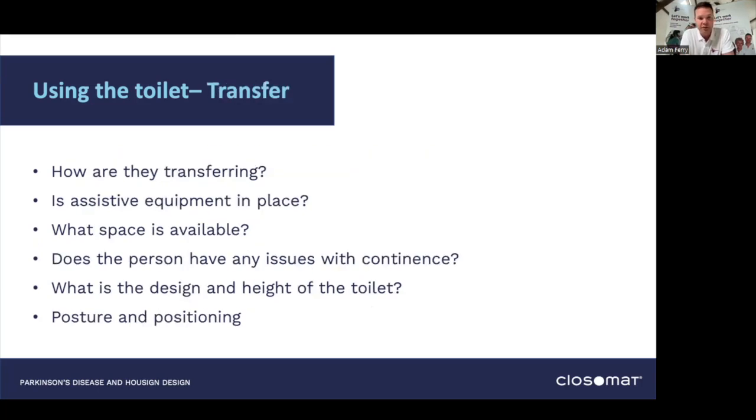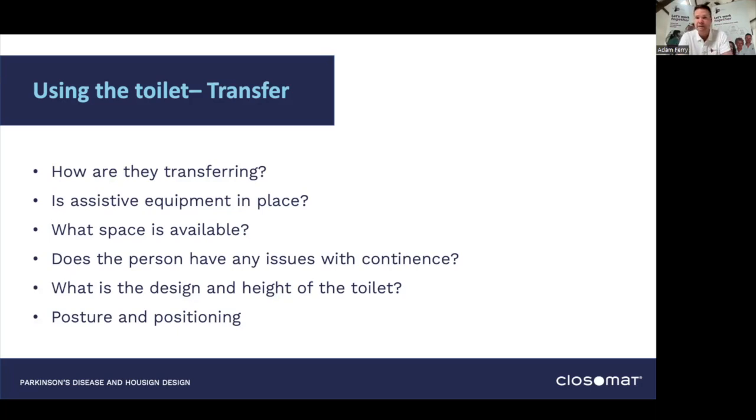The transfer. So how are they transferring? If they're obviously at a later stage of Parkinson's and they're using a hoist in one place, then what are they being hoisted to? How is that being used with the toilet? If it's a wash dry toilet, how is what they're using over the toilet impacting on compatibility? But I don't just mean how does it go over the toilet, but how is it affecting the wash and the dry? But if it's a standard domestic toilet, just how is it being used?